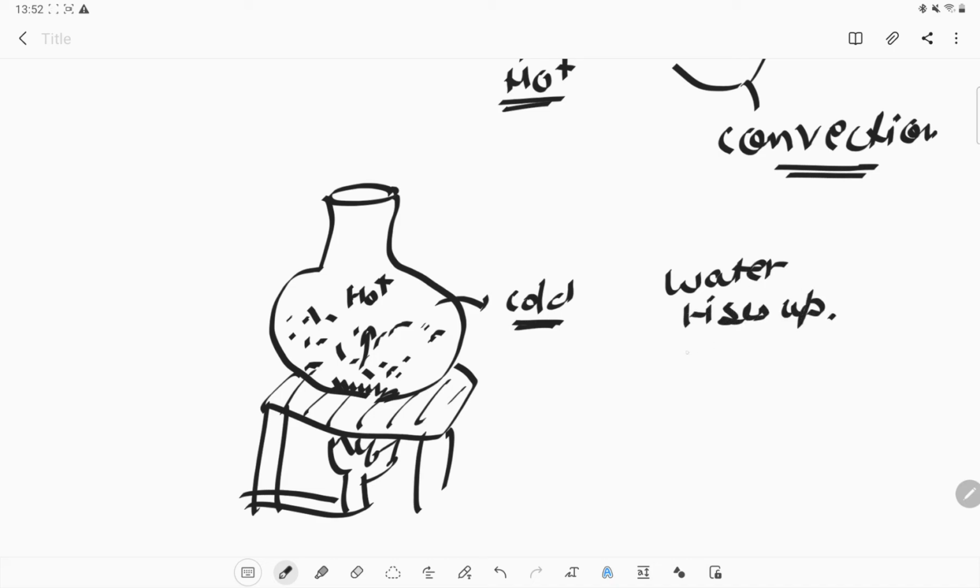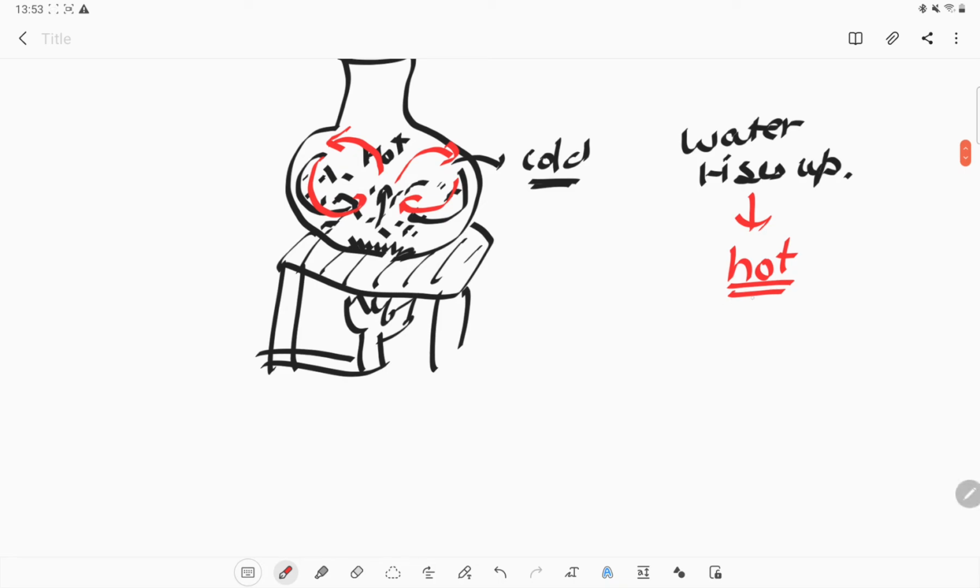The water rises up. The cold water from the sides will move toward this area, and the hot water will move toward the colder one. So the hot water which rises will move toward the cold water, and the cold water will take the place of the hot water. This movement of water will keep going until all the water gets hot. The same process will continue till the whole water gets heated up. And this process is known as the convection process.